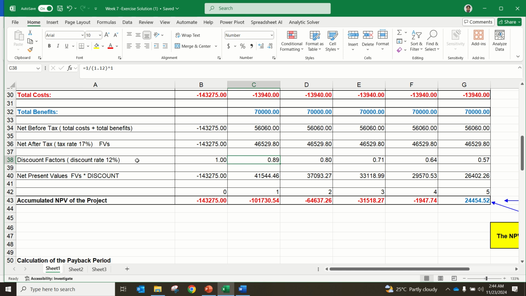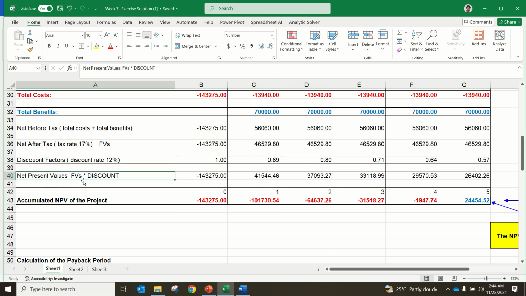How did you get that? The discount rate is 12%, right? So 12 by 100, the whole raised to 1, raised to 2, raised to 3. Each year it differs, and it just keeps moving on. So this is nothing but your discount rate.